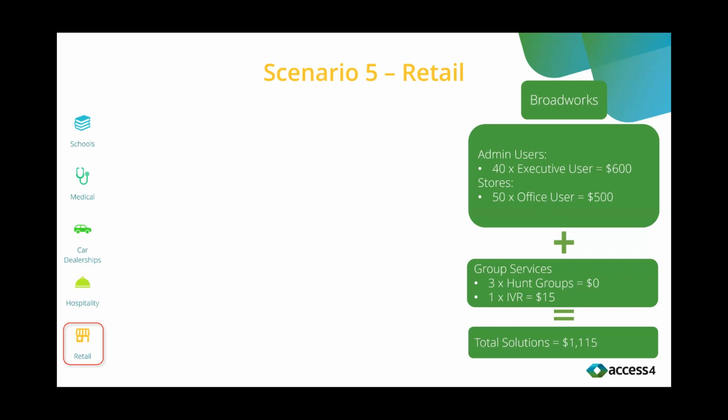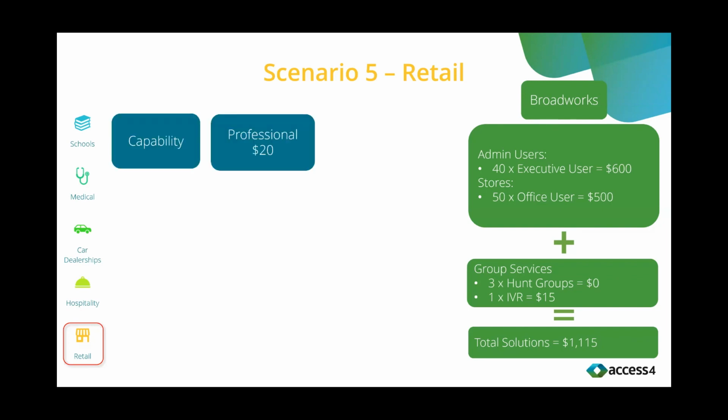Group services. So we gave them some hunt groups for head office. So if someone's calling in and needs to speak to someone there, great from that perspective. We may look at upgrading them to call queues in the future. However, that will increase that cost as well. And then an IVR. So that could be used to speak to different departments in the organization, or it could be directing a call to a store instead. So a few different options from that side. And that comes to just over $1,115.